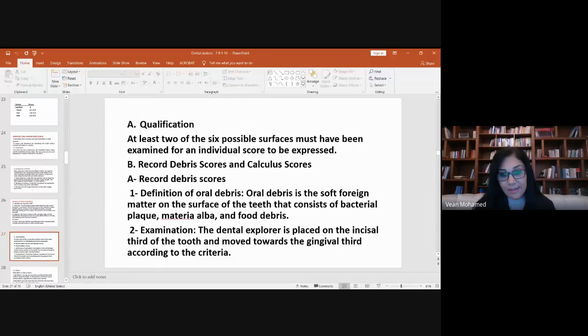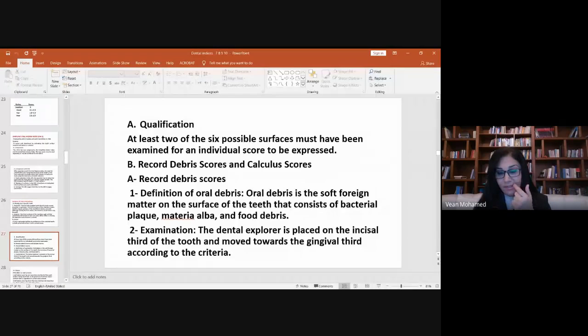Record debris score and calculus score. What is the definition of oral debris? Oral debris means food remnants. It is soft foreign matter on the surface of the teeth, soft material remnant of food, and consists of bacterial plaque, materia alba, and food debris.